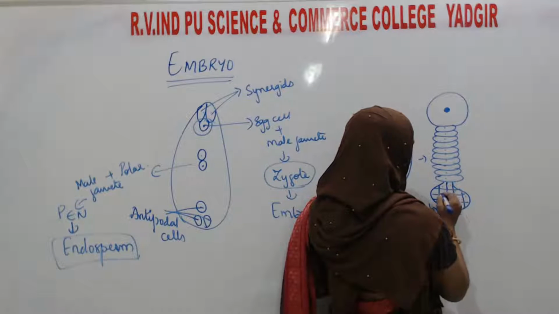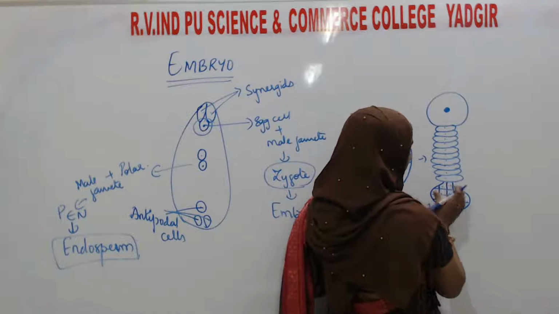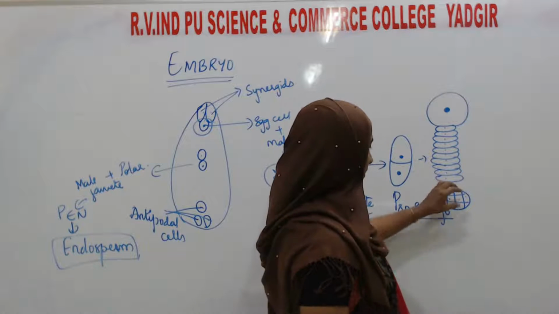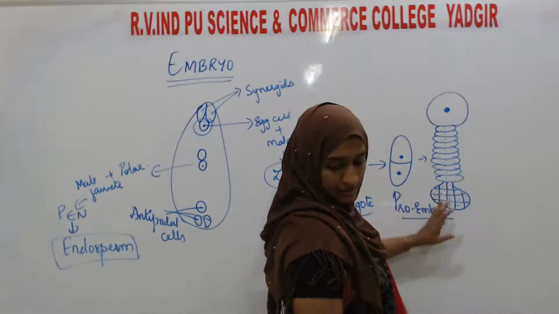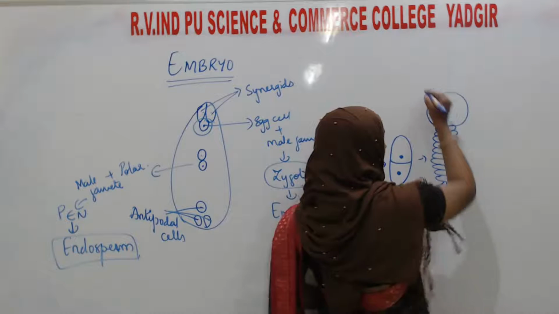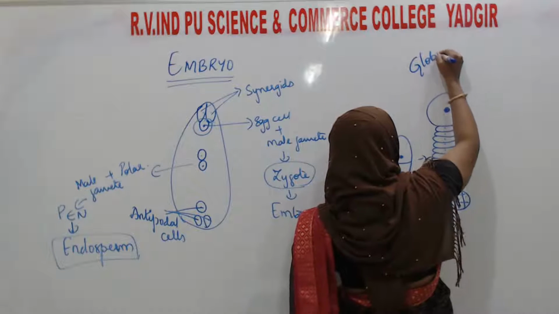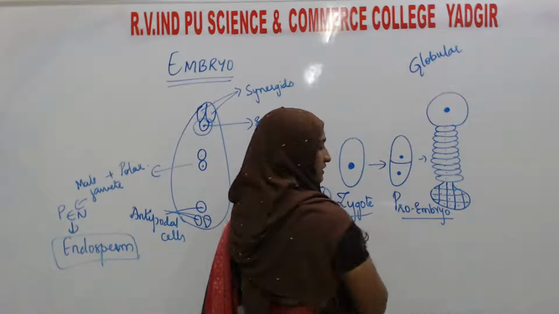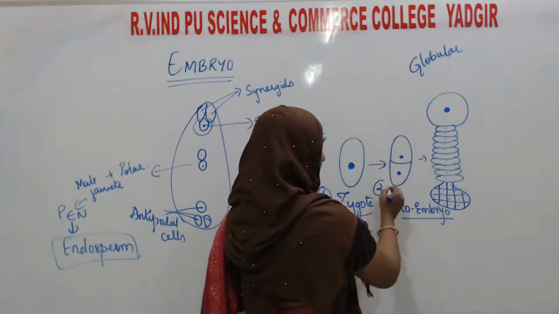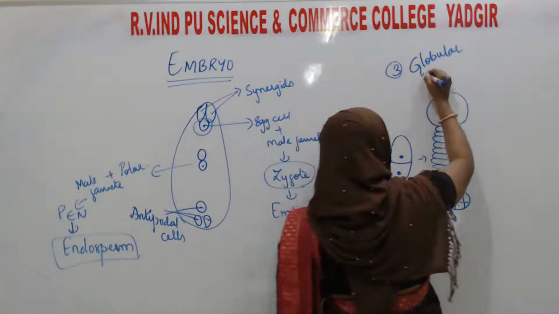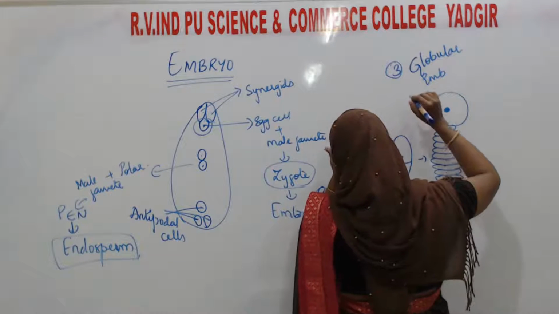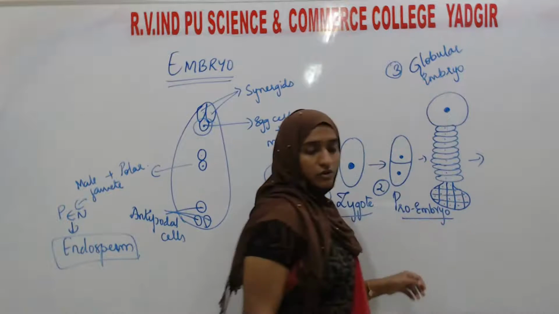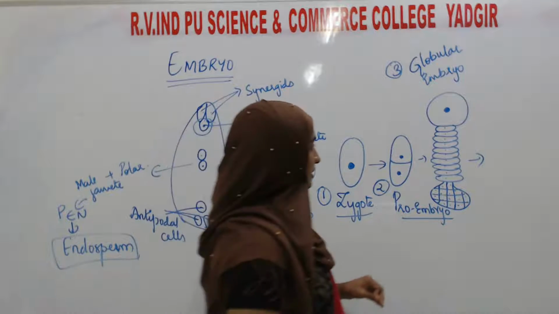So in this form, many cells are going to divide and they will form a globule-like structure. It is going to form a globule-like structure, and we can call it the globular embryo. Next stage: after the zygote is the first stage, the pro-embryo is the second stage, the third stage is the globular embryo.